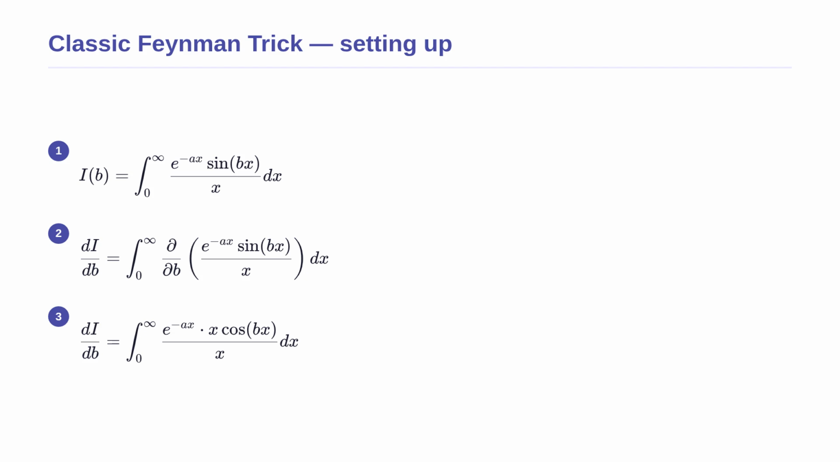We will treat b as our parameter and define the integral as I of b. We apply Leibniz rule, moving the derivative with respect to b inside the integral. When we differentiate the sine of b times x using the chain rule, it pulls out an x. This is exactly what we want. The x in the numerator perfectly aligns with the troublesome x in the denominator, and they cancel each other out entirely. We have removed the singularity that made this integral impossible to solve normally.